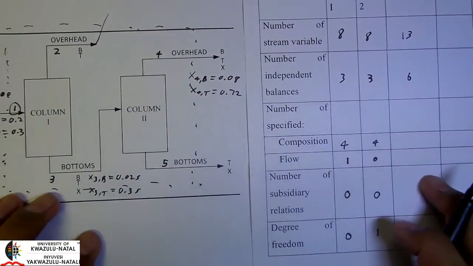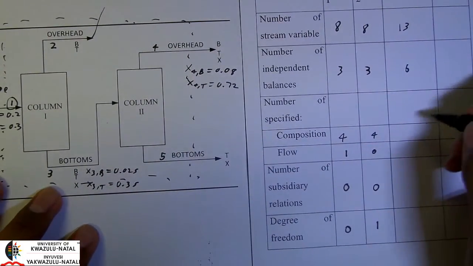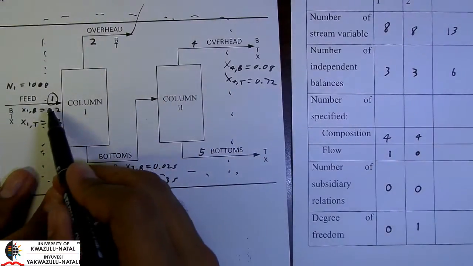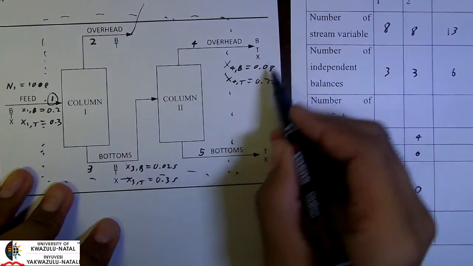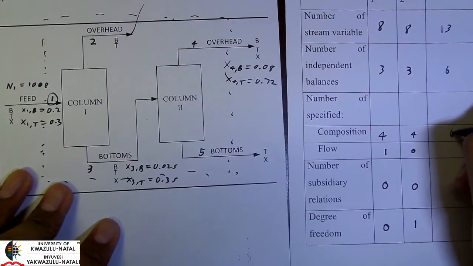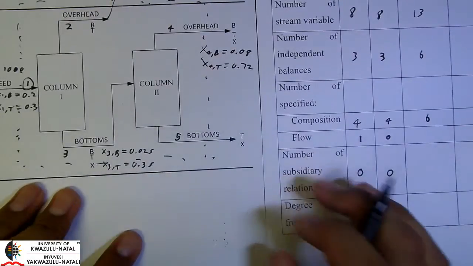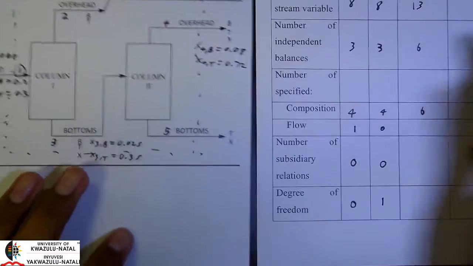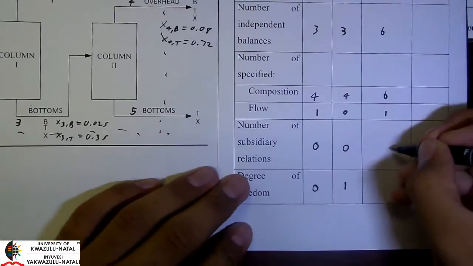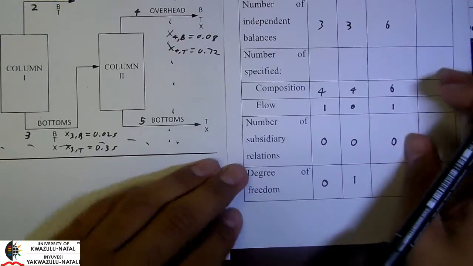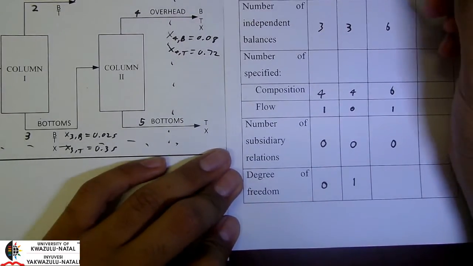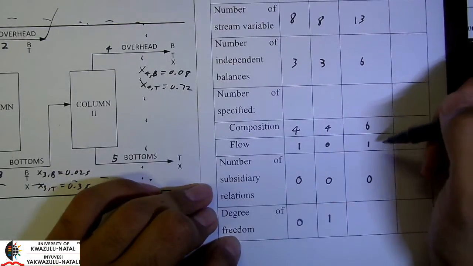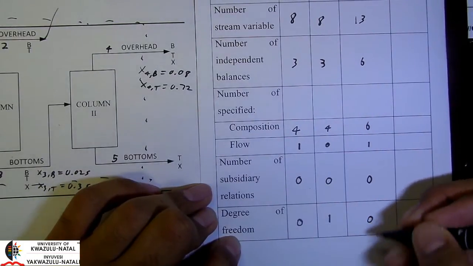Considering the number of specified compositions, we have to count it again. We have 1, 2, 3, 4, 5, 6. And once again, just one specified flow. No subsidiary relations. So our degree of freedom for the process will be 13 minus 6 minus 6 minus 1, so that's 0.